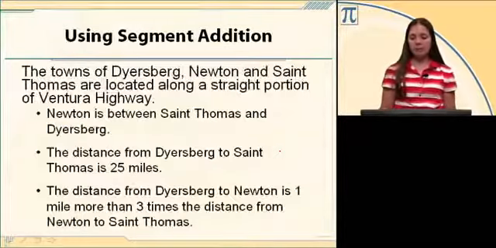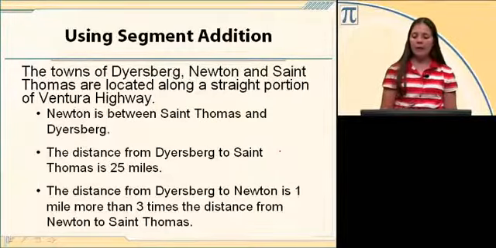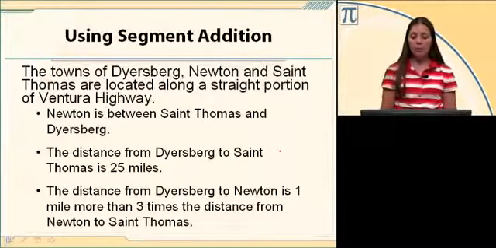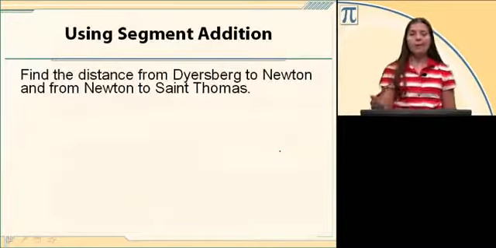Here's an example. The towns of Dyersburg, Newton, and St. Thomas are located along a straight portion of Ventura Highway. Newton is between St. Thomas and Dyersburg. The distance from Dyersburg to St. Thomas is 25 miles. The distance from Dyersburg to Newton is 1 mile more than 3 times the distance from Newton to St. Thomas. To solve this problem, let's draw a picture.